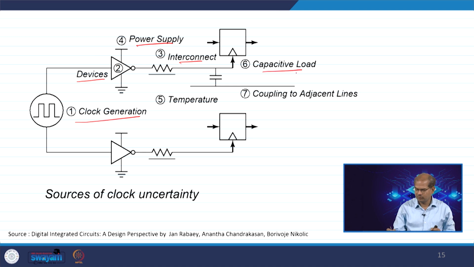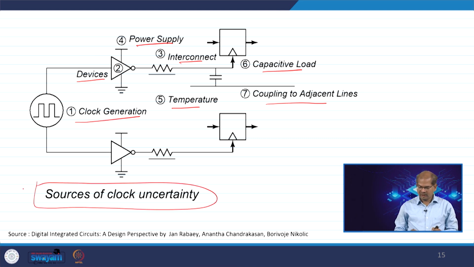then capacitive load variation, temperature variation, coupling to the adjacent line. All these are responsible for the sources of clock uncertainty and, indirectly, your clock skew and clock jitter.